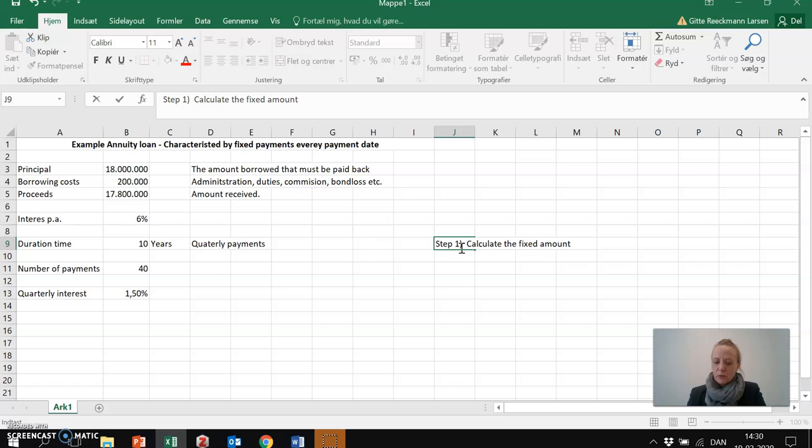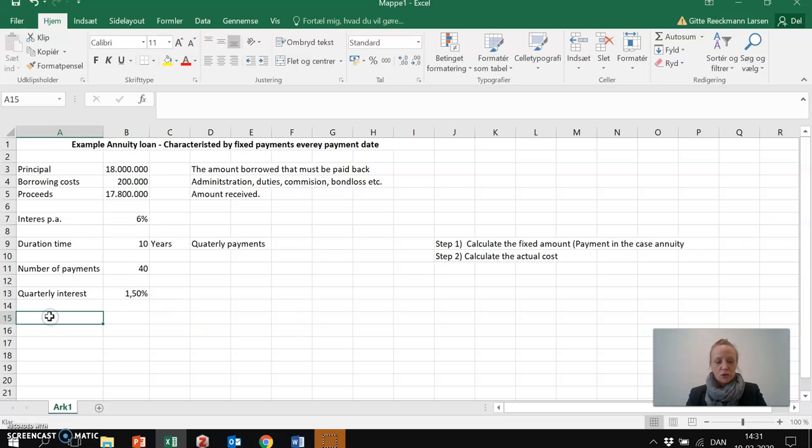So the fixed amount, when we talk about an annuity loan, as I said to begin with, is the actual payment. So the payment in the case of an annuity would be the fixed amount that you calculate first. And after that, we will calculate the actual cost. Right. So the fixed amount would be the payment in this case, the quarterly payment.